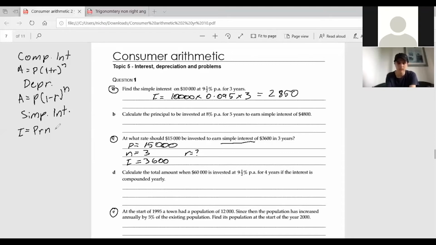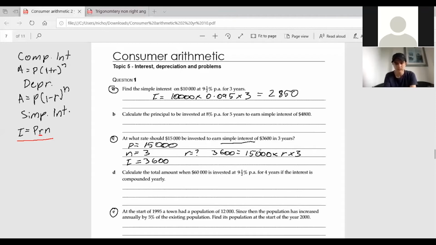So how would we use this simple interest formula to find the rate? So we want R by itself. So you'll put down 3,600 is equal to 15,000 times R times 3. And then what do we do? And then you move 3,600 and R.